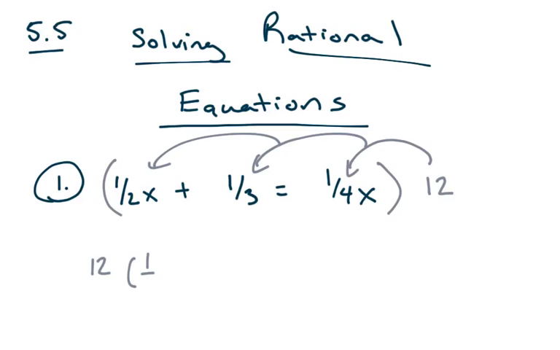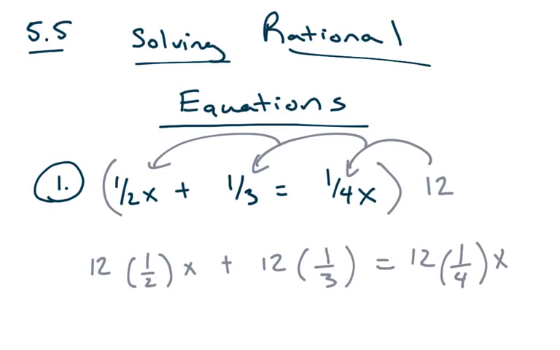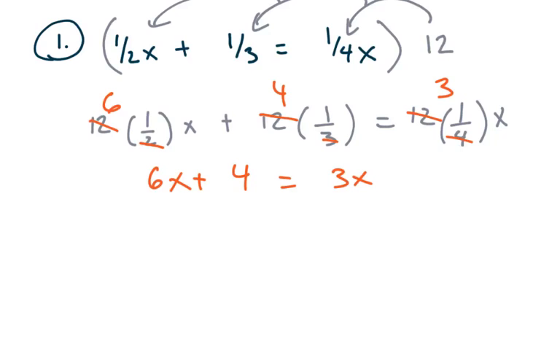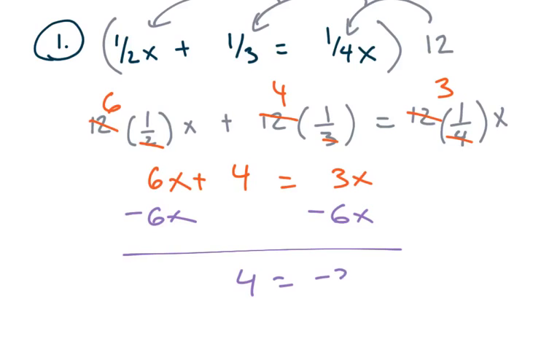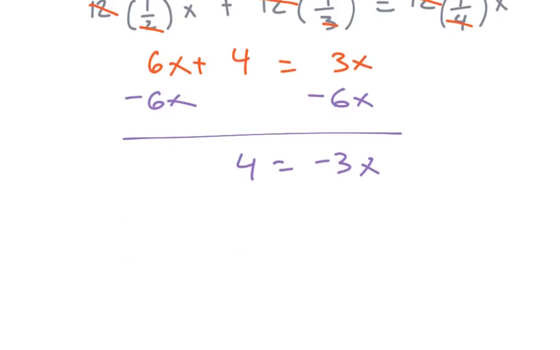So I'm going to have 12 times 1/2 x plus 12 times 1/3 equals 12 times 1/4 x. So moving right along, 2 goes into 12 6 times, leaves me with 6x. 3 goes into 12, gives me 4. And 4 goes into 12 and gives me 3x. From here, it's a simple problem. We just now want to combine like terms, so we'll put our 6x's together. And I'll get 4 equals negative 3x. Finishing off, I'll divide through by negative 3, and x is equal to negative 4/3.